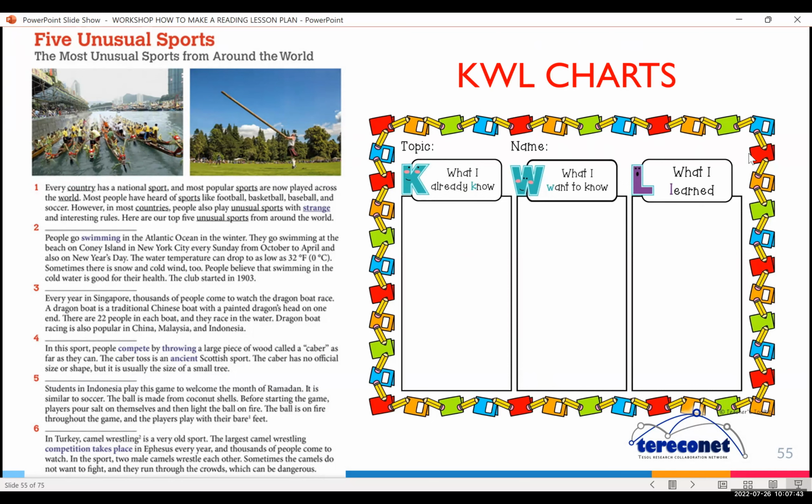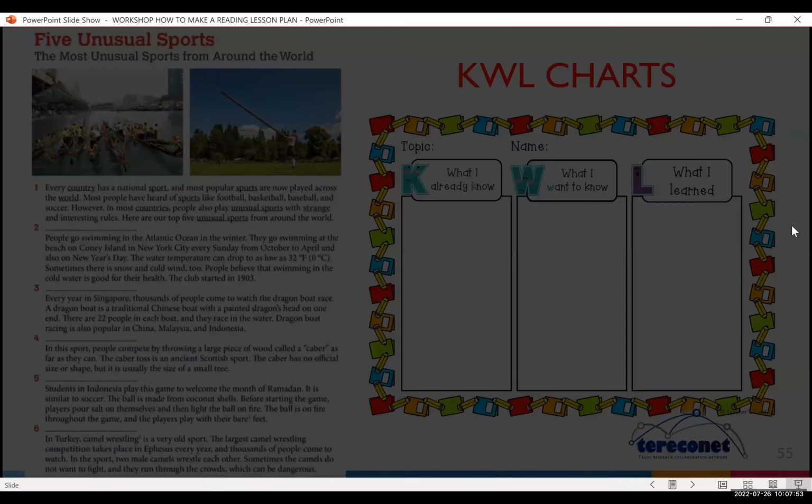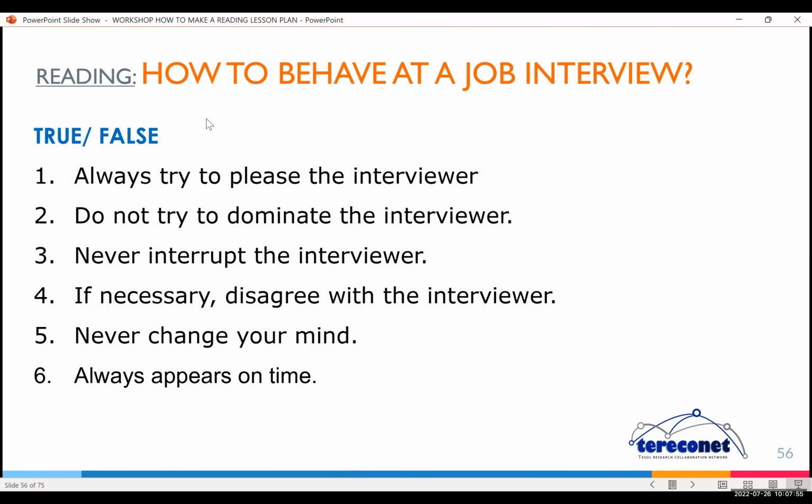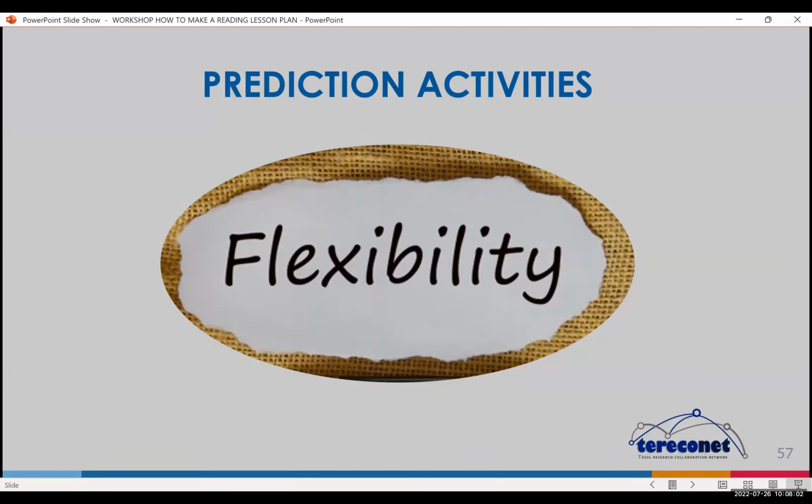After the lesson, we will ask them to bring that paper out again, and then note down what they learned, after they read this text. Okay, we can also provide them some kind of true-false statements, like I just did with you about intensive and extensive reading.